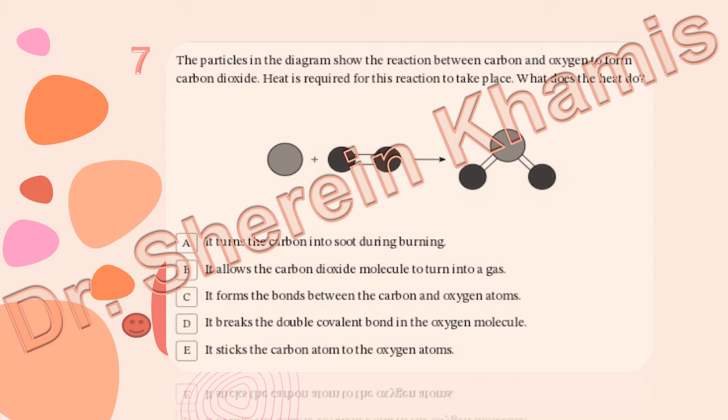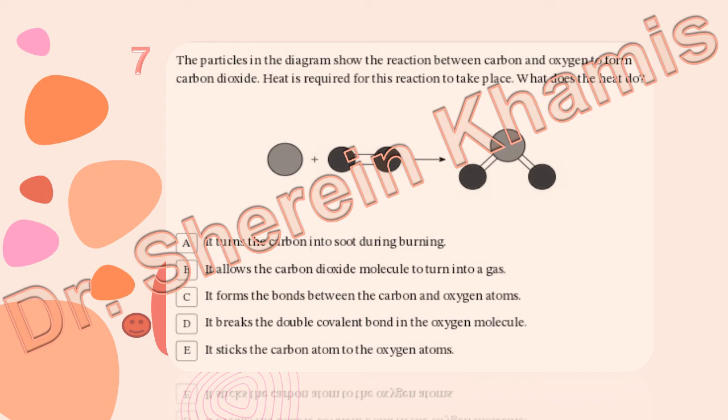Okay, let's discuss our choices. It turns the carbon into salt during burning. No. It allows the carbon dioxide molecule to turn into gas. No, it's not a gas. It will make a grayish ash. Okay, number C, it forms the bonds between carbon and oxygen atoms. No. No bond will form without breaking what? Breaking the bond between oxygen atoms.